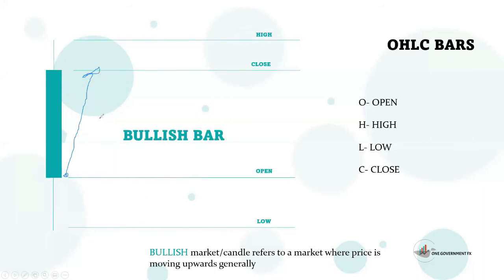In a different case, it starts here and ends up here. Or in a different case, it could start somewhere here too and end up here. So the bullish bar is the market or the bar that is moving upwards generally. The reason why I say generally is because it may not only play out in a candlestick, it may play out on general market structure. So we'll look at that later on too.